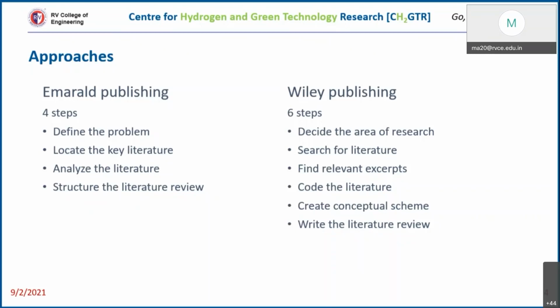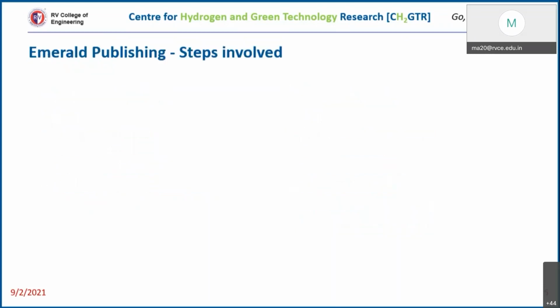So when it comes to an approach that is published by Emerald Publishing, it consists of 4 steps. And in case of Wiley, the methodology that they have suggested for literature review consists of 6 steps. So we shall just go into the details of this. So let's start with the 4-step approach.